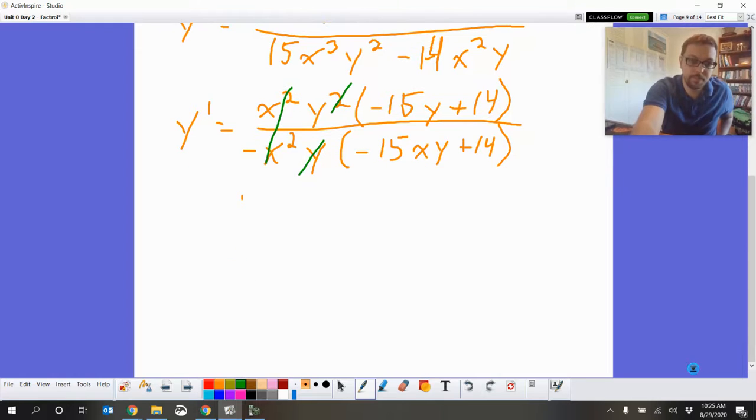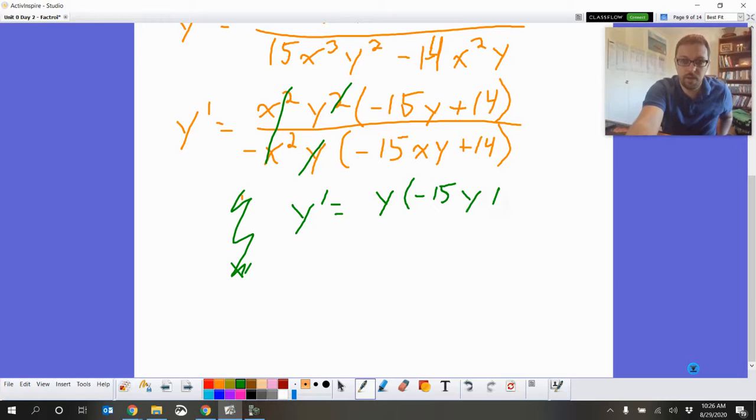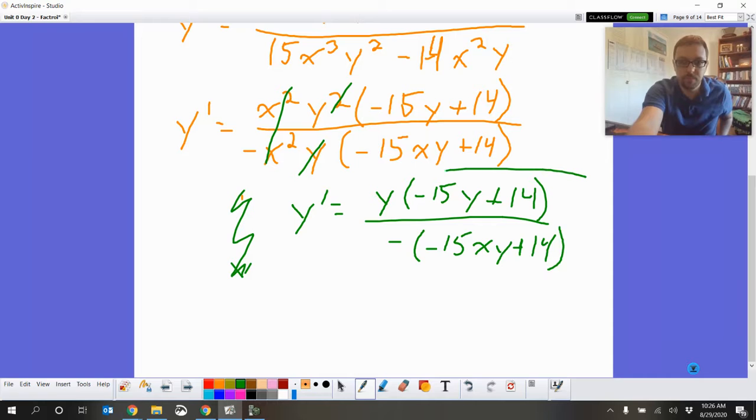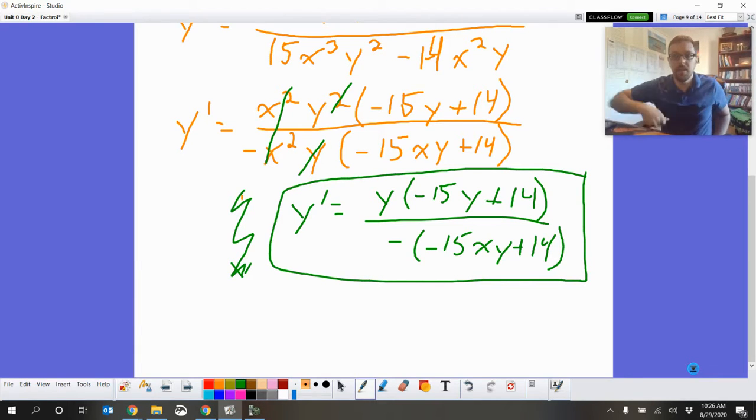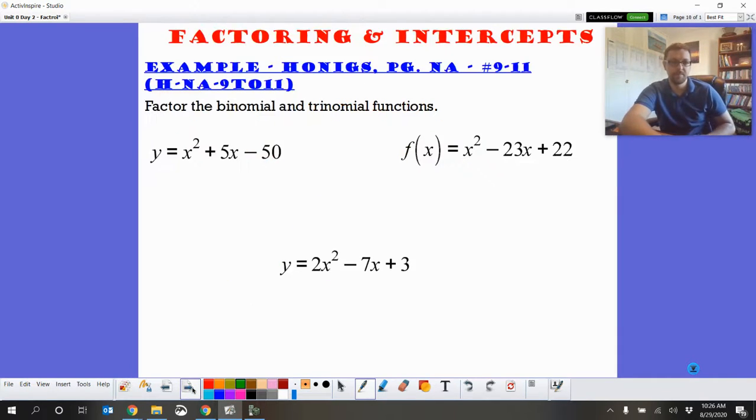So y prime, what are we doing here? Y prime equals y times negative 15y plus 14 over negative 15xy plus 14. All set. So, bit of a mess, but yeah, whatever. It's y prime. Sometimes things are a little messy.